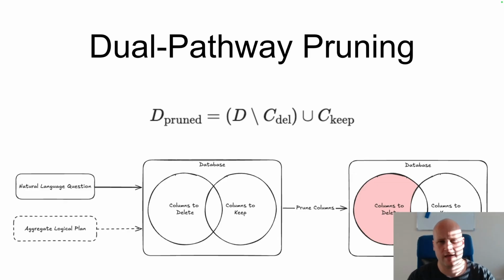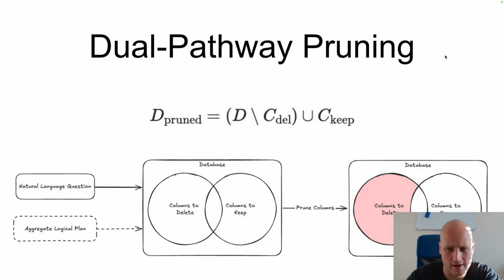Once we have a deletion set and the preservation set, we then follow this formula to create our pruned database. So looking at the formula, we take D, our original database, and we subtract from D the deletion set.